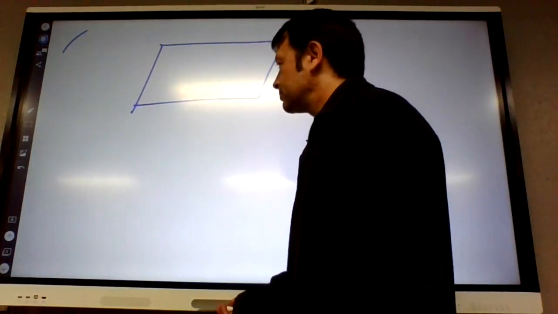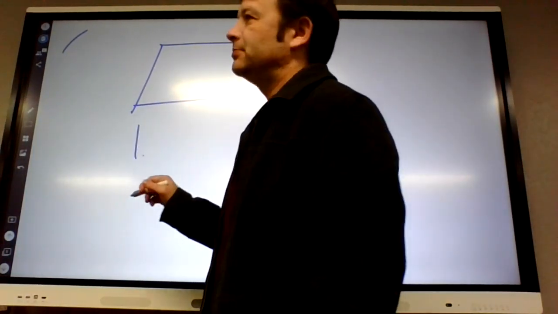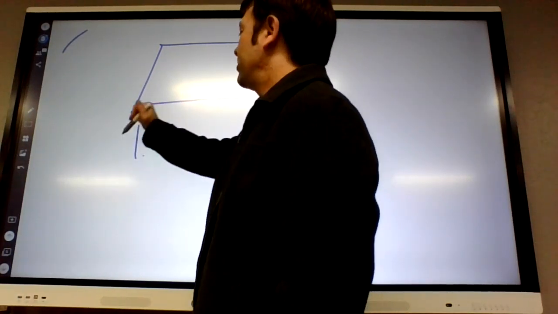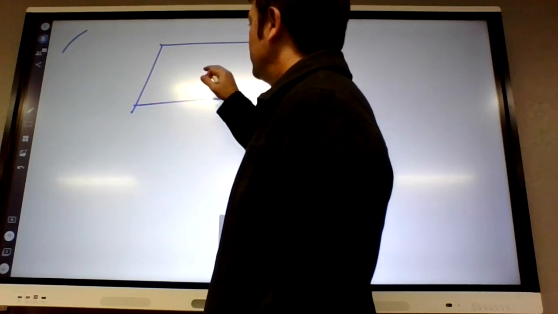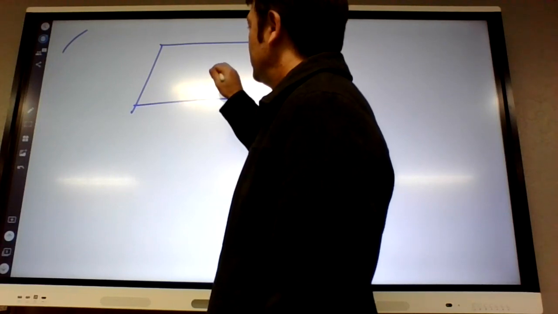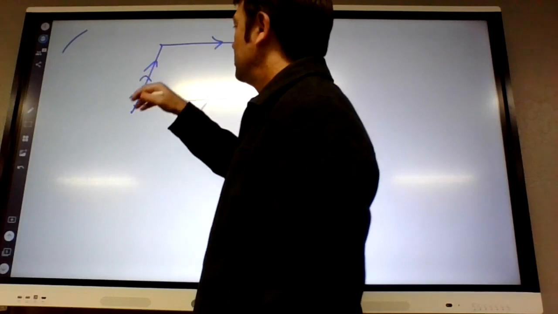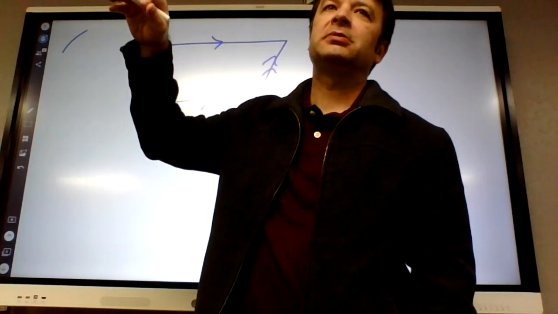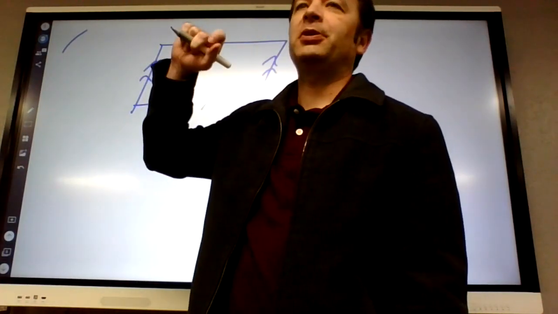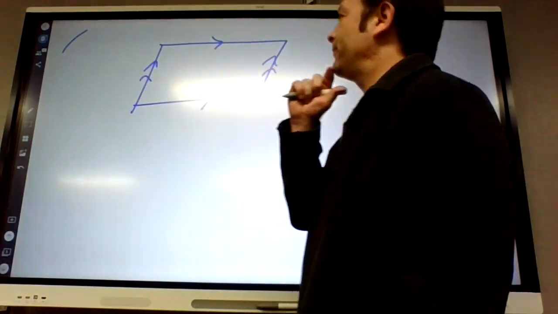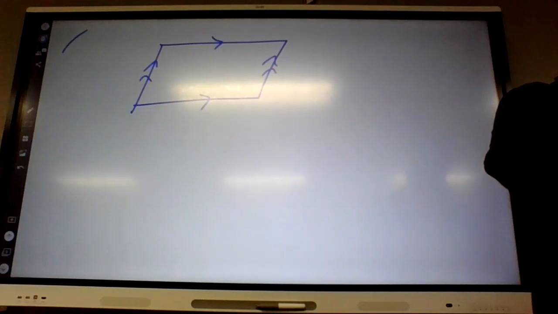Parallelograms. Four sides. Two quadrilaterals, two congruent, two parallel. Okay, I'm not going to write them all, but what do we know? Opposite sides are parallel. What else? Angles add up to 360. Oh, that's any quadrilateral. What's specific to a parallelogram? We're looking for what we know specifically about parallelograms.